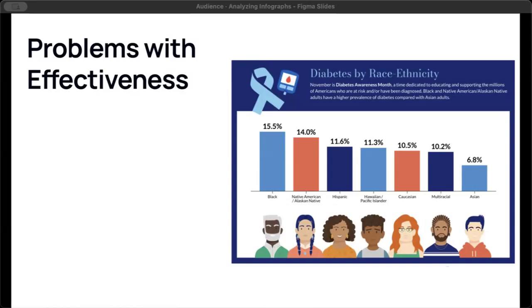Fourth, lack of context. There's no information about sample size or data sources, which could lead to questions about the reliability of the data. These issues make the graph less effective at conveying information and detract from the purpose of highlighting diabetes disparities.